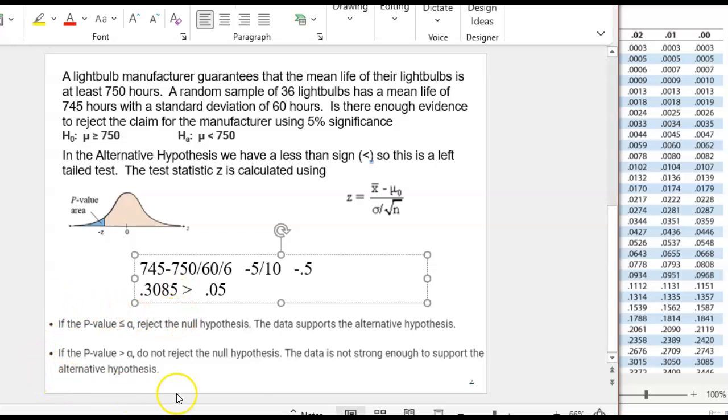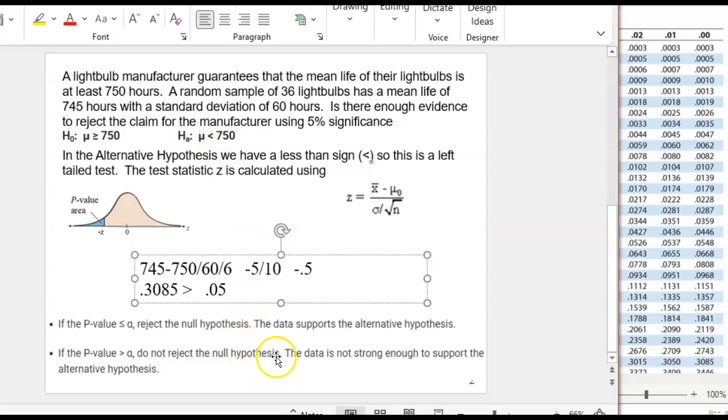And then this also was on the PowerPoint slides. This is telling you how you interpret that information. If the p-value is greater than alpha, which it is, do not reject the null hypothesis. So the null hypothesis was that the mean is greater than or equal to 750. We cannot reject the null hypothesis. The data is not strong enough to support the alternative hypothesis, which is the mean is less than 750.